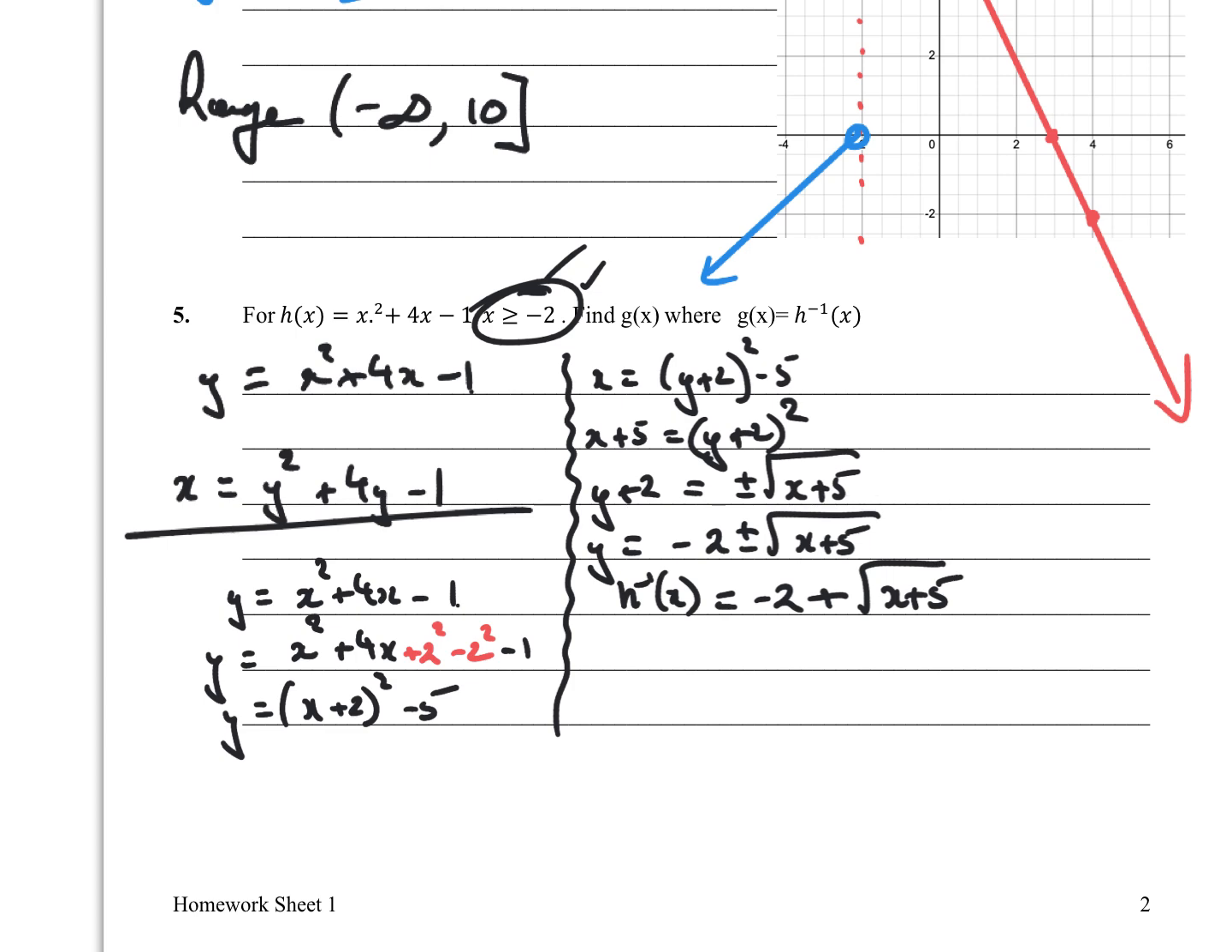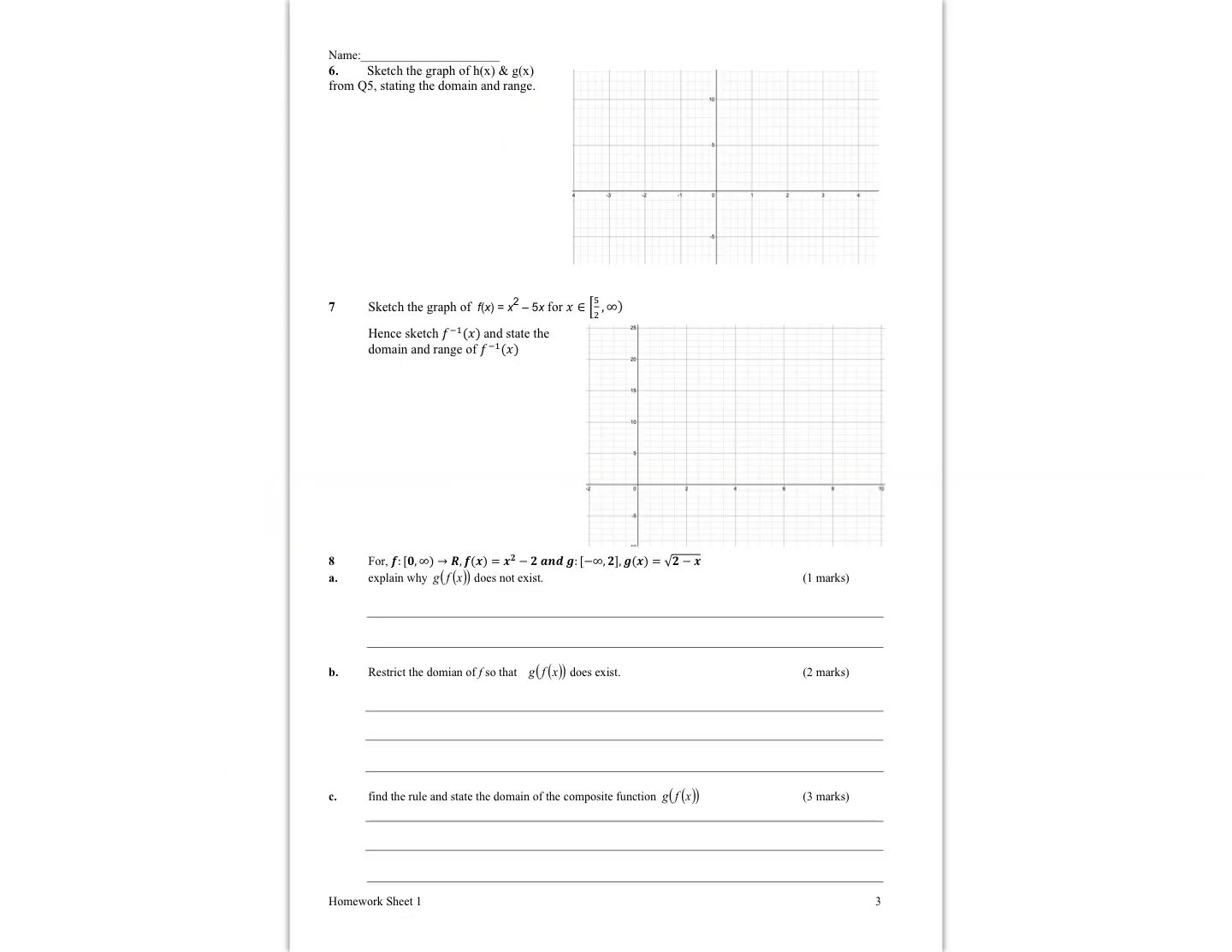Find f of g of x. Oops. Okay, so that's okay. So I guess formally we probably should write g of x is equal to -2 plus the square root of x plus 5. Okay, next question. All right, sketch the graphs of h of x. Oh, we've got more to go. Stating the domain and range. Let's go back here.